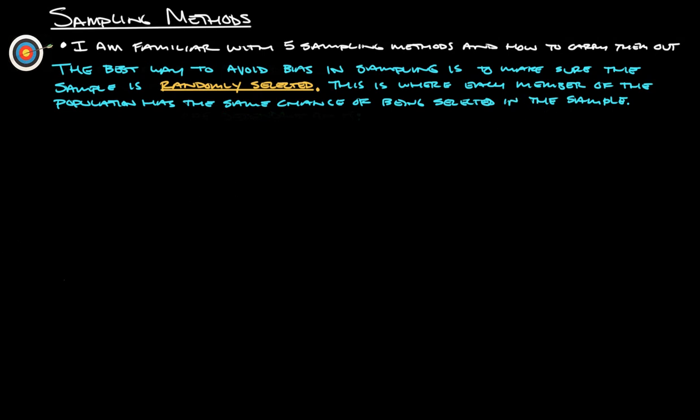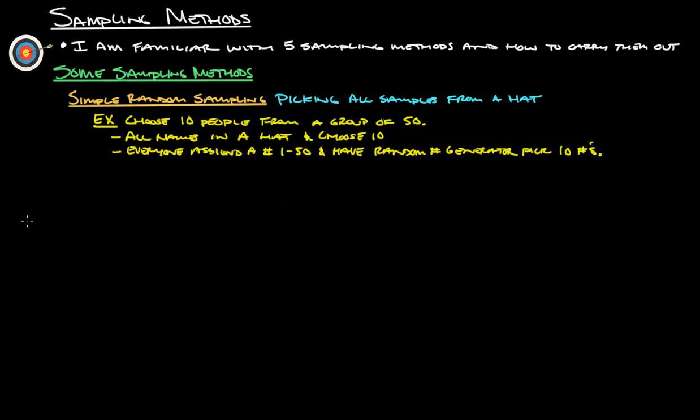Okay, so we're going to show you different ways of sampling. So some sampling methods. Simple random sampling, picking all samples from a hat. So example, choose 10 people from a group of 50, all names in a hat, choose 10 names out of the hat. Or you could do everyone's assigned a number 1 to 50 and have a random number generator pick 10 numbers.